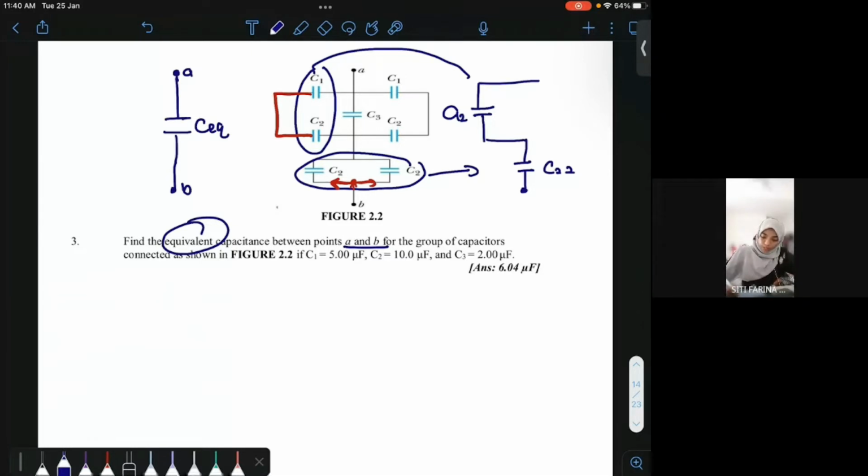Okay, and then the same thing dekat sini. Sama sahaja macam yang belah kiri. They are similar. So you're going to simplify dua ni juga. So you will end up with another C12 dekat sini. Okay, both are connected in series. And then C3 tak ada dengan siapa-siapa, so biar dia dulu. This is your C3 and your point A.